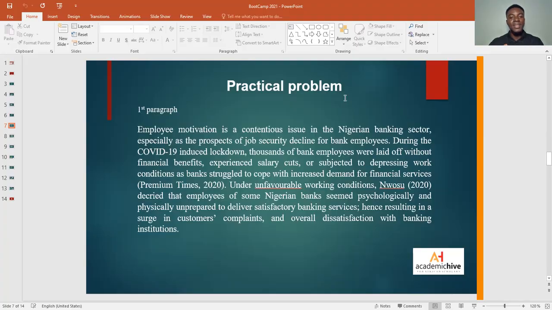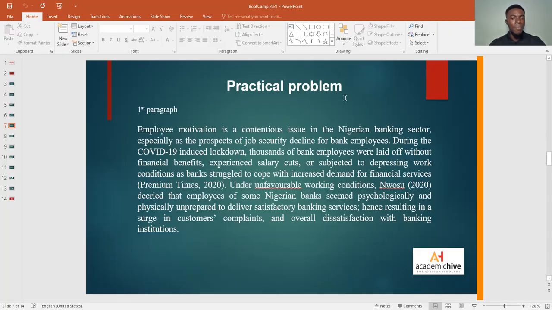And this has been backed by a newspaper article that revealed that during the lockdown, banks were laying off staff in order to survive. And we've been able to tie that to performance. We've been able to correlate how that affects performance in the statement of problem. As you can see, Nwosu is saying that because of that situation, employees of banks are psychologically and physically unprepared to deliver the services needed.